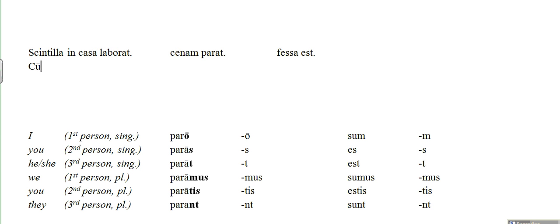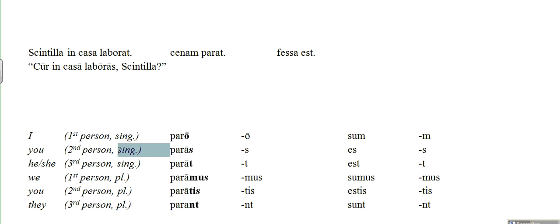Cur in casa laboras. Scintilla, why are you working in the house? And notice the pronoun changed in my translation. Why are you working? Right? It doesn't say laborat like here. That was she was working. Cur in casa laboras. Scintilla, why are you working in the house?